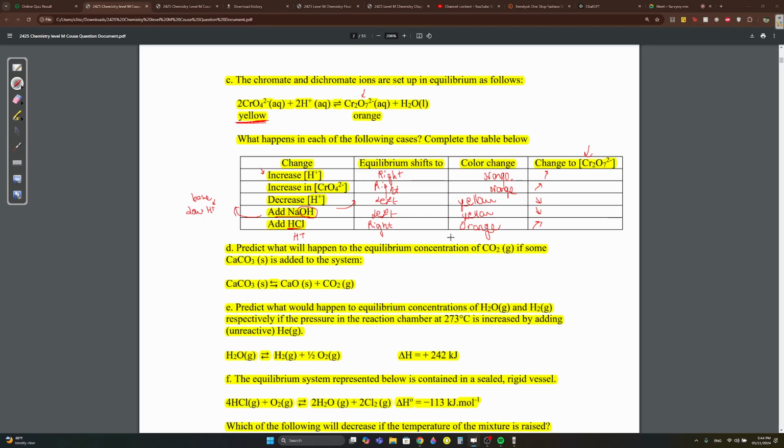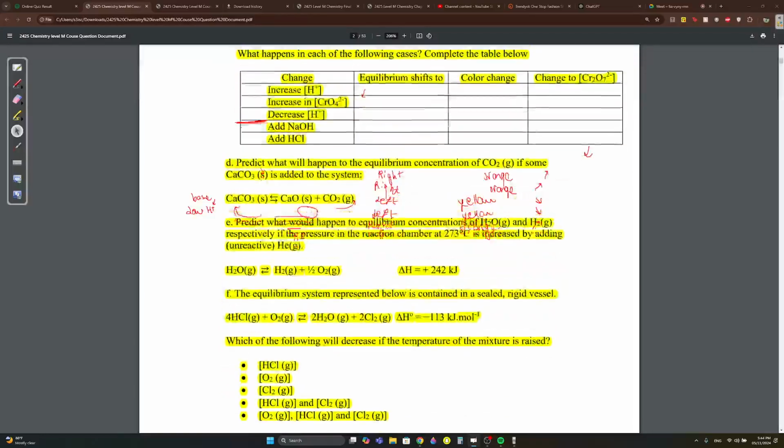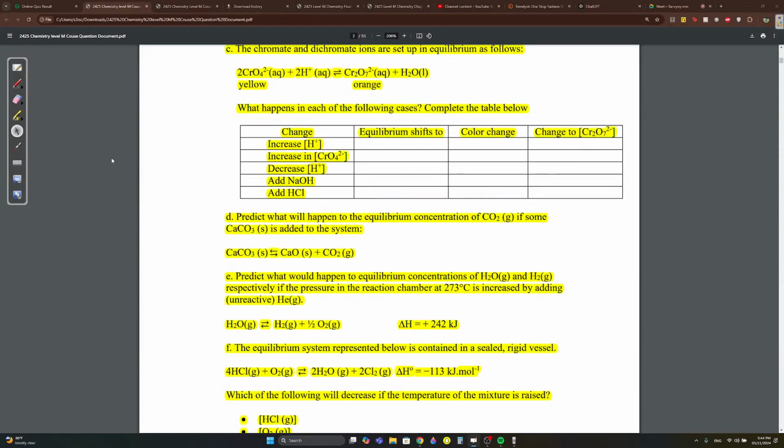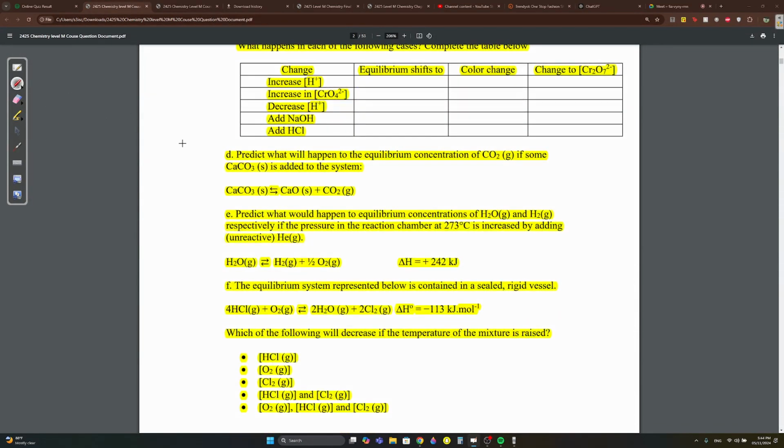Predict what will happen to the equilibrium concentration of CO2 if some CaCO3 is added to the system. When you add CaCO3, it wants to decrease CaCO3, so it's going to move to the right. So what will happen to the concentration of CO2? It will increase. You add CaCO3, it wants to oppose it, so it's going to move to the right, so CO2 will increase.